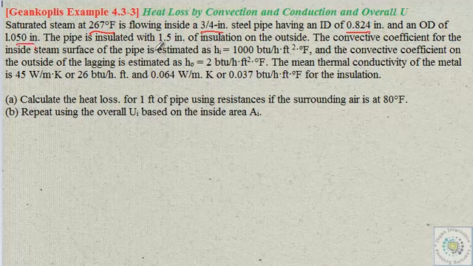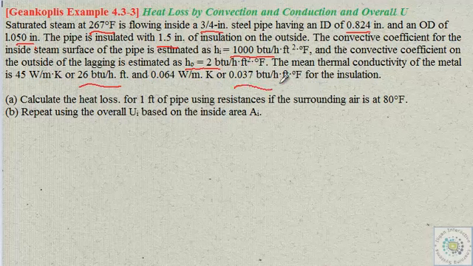The pipe is insulated with 1.5 inches of insulation on the outside, and the convective coefficients are given. hi for the steam is equal to 1000 BTU per hour feet squared degrees Fahrenheit, and that on the outside, of the air, is equal to 2 BTU per hour. We're also given the thermal conductivity of the steel, which is 26 BTU per hour, and also that of the insulation, which is 0.037.